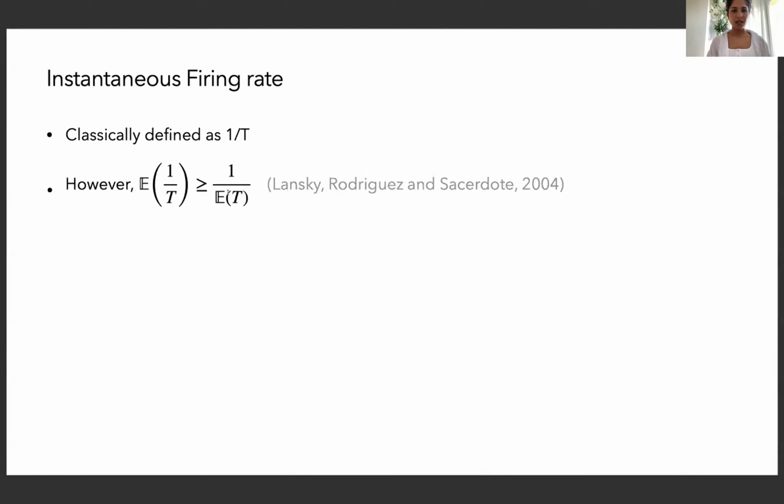However, this inequality disappears if you remember that the instant where you want to observe the instantaneous firing rate generally does not coincide with a spiking event. I'll explain that further.